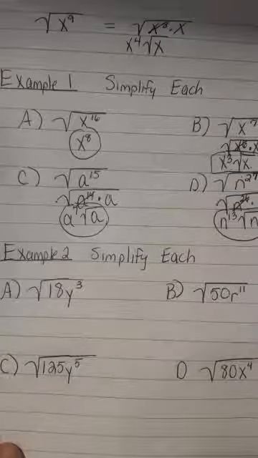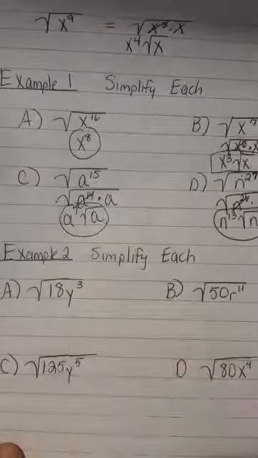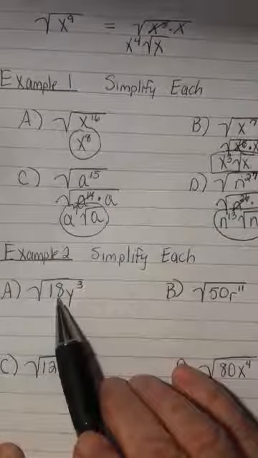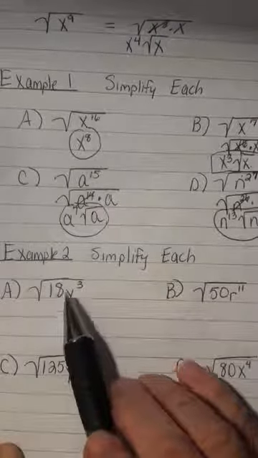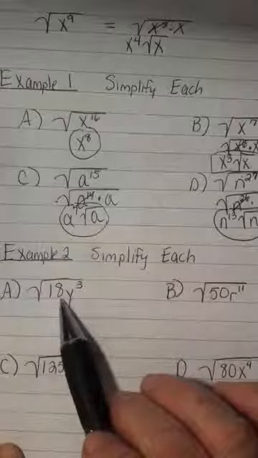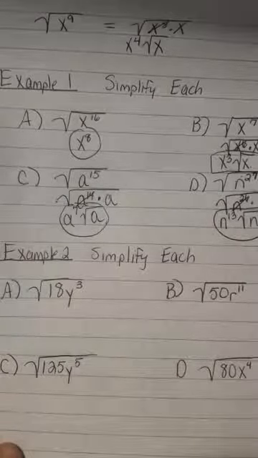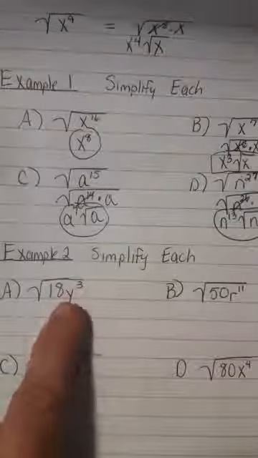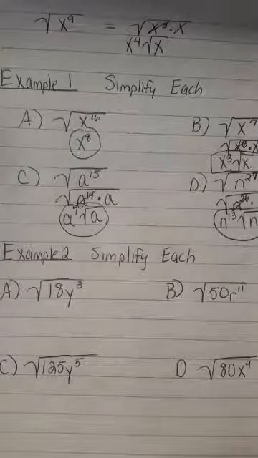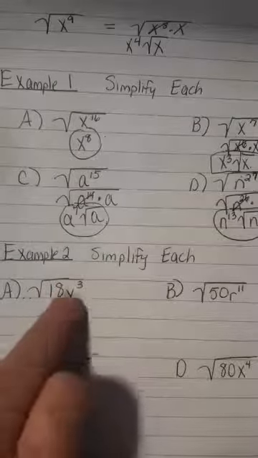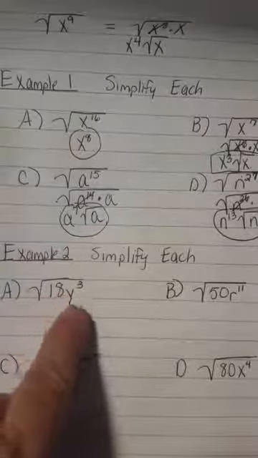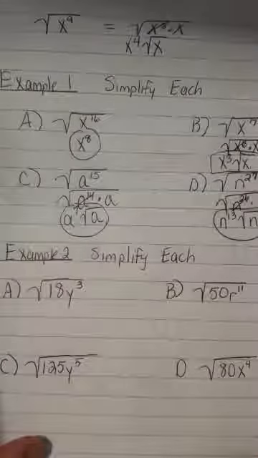Alright, on part A, we have the square root of 18y to the 3rd power. Obviously 18 is not a perfect square. Y to the 3rd is not a perfect square. So we're going to have to factor these so that we'll have some factors that are perfect squares that we can bring out of the square root. Because remember, the whole point is shrinking what's under here, simplifying it. I kind of compare it sometimes to reducing fractions. You're just trying to shrink it, make it more simple. So any perfect squares that are in these expressions, we've got to bring on the outside.